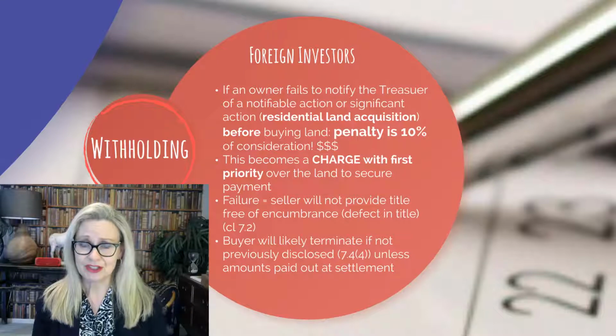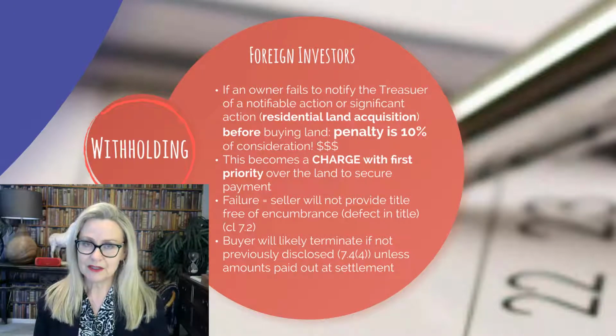Thank you very much, cha-ching, to Mr. ATO or Ms. ATO. If that's not paid, again, a bit scary, not unlike land tax, it becomes a charge with first priority that runs with the land. So again, failure here to pay means the seller won't be able to hand over a title free of encumbrances, and that will be a defect in the title that the buyer is most likely going to object to, and may well terminate if that kind of thing has not been disclosed.